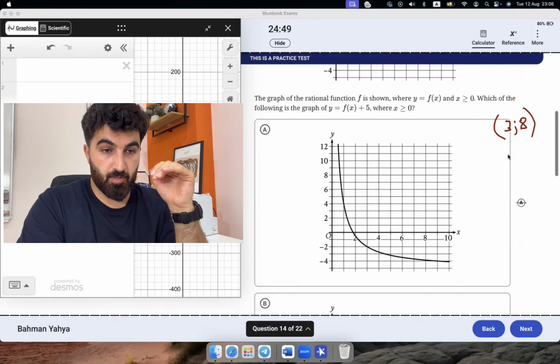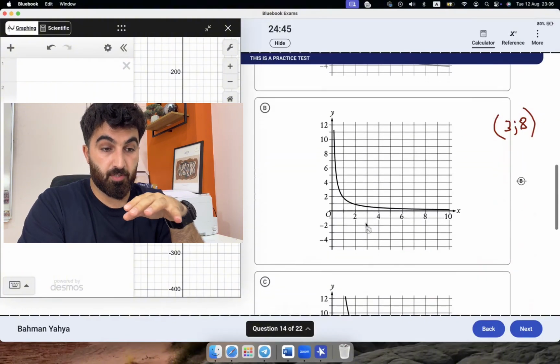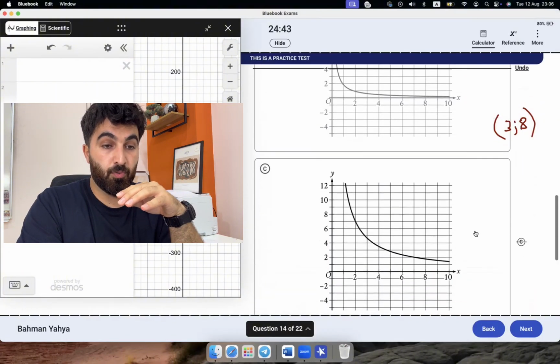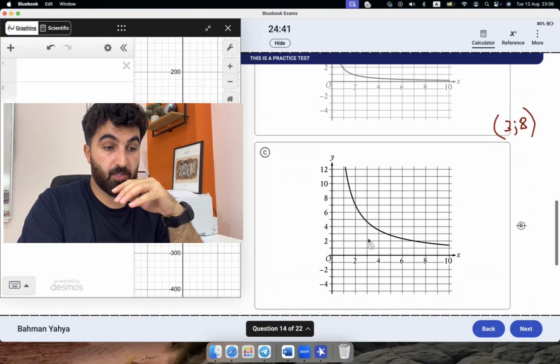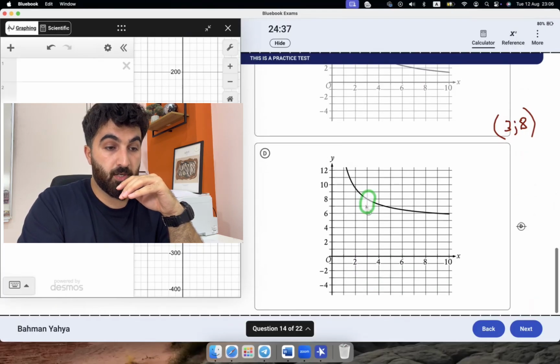See, in both answer keys, we have x is 3 and y is 8. A is definitely not, because when it's 3, it is negative. Case B, it's definitely not. We are looking for when x is 3, y is 8. When x is 3, y is not 8, it's less than 6. And D, when x is 3, y is 8. You see that point. So I'll pick this one.